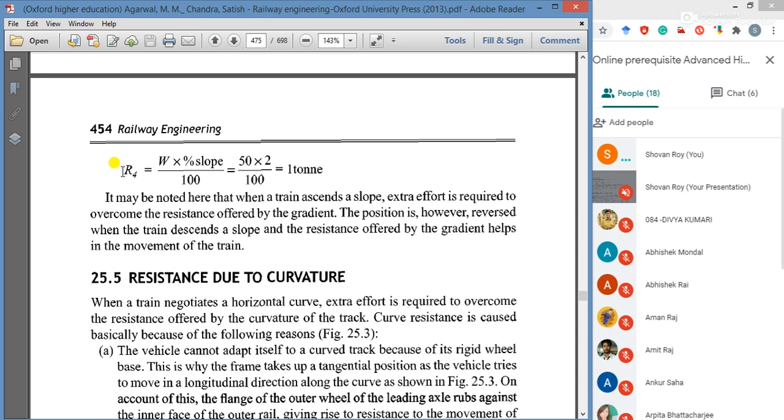Due to gradient, it may be noted that when a train ascends a slope, extra effort is required to overcome the resistance offered by the gradient. The position is, however, relieved when the train descends a slope, and the resistance offered by the gradient helps in movement of the train. Whatever, the rising gradient is important, but falling gradient is not asked anywhere. Rising gradient is important because extra force or resistance is generated in rising gradient.